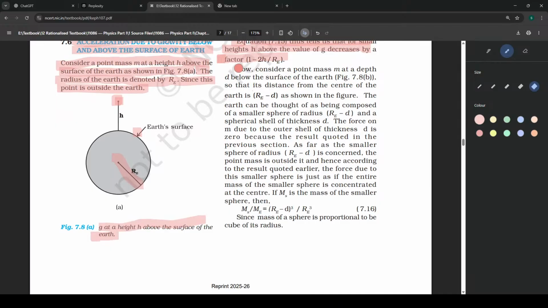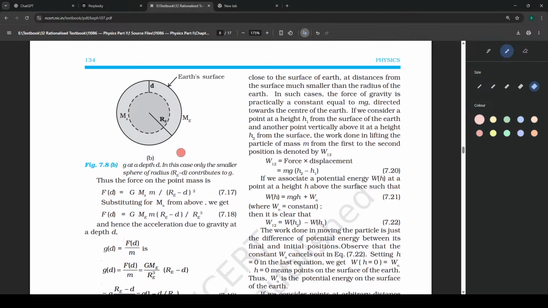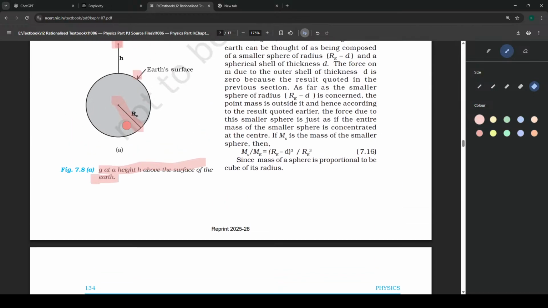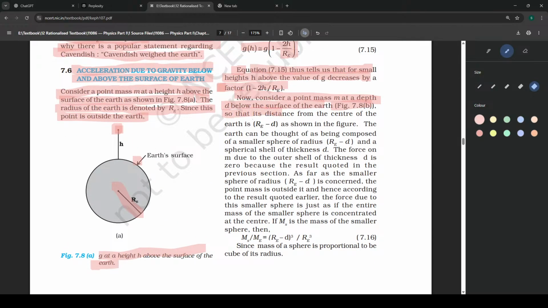Now consider a point mass at a depth d below the surface of the earth. Now the above-the-surface case is over. Let's consider the acceleration due to gravity at a depth. This diagram, not that diagram. Figure 7.8 b, this diagram here, so that its distance from the center of the earth is Re minus d. Here we are subtracting, there we added.